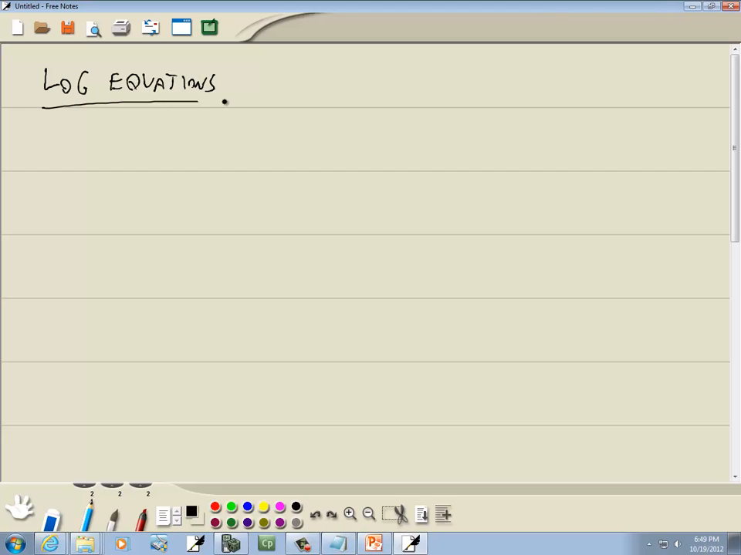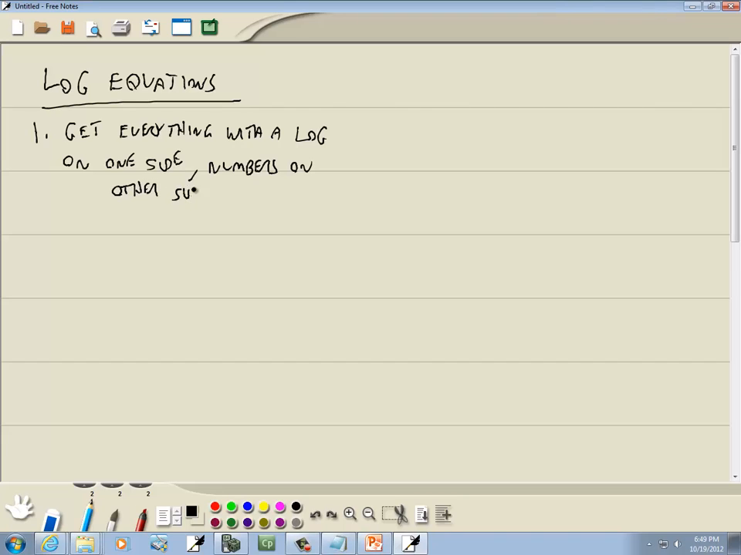So log equations. First step. Get everything with a log on one side, numbers on the other side. I say numbers, but you could actually have even variables. But really, most college algebra books just have a mixture of logs and numbers. They don't have x's in there too, in terms of solving it by hand.